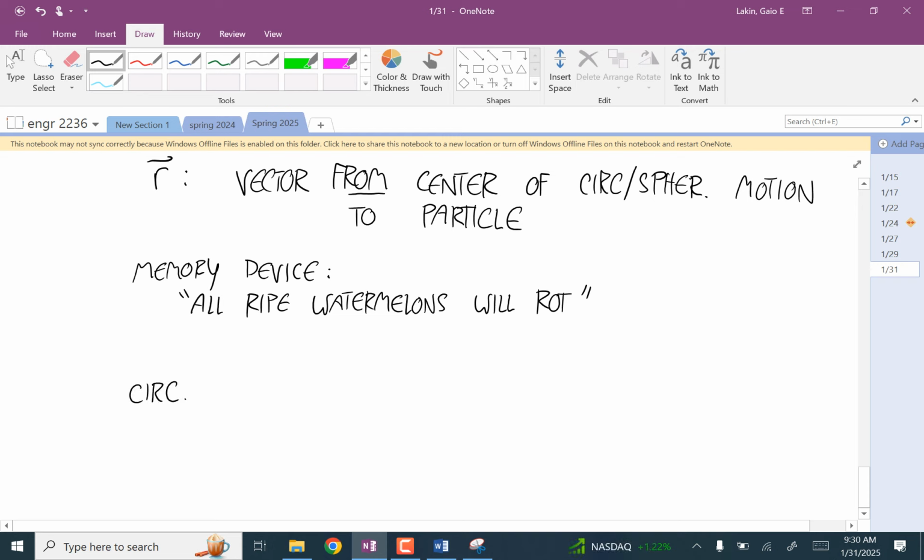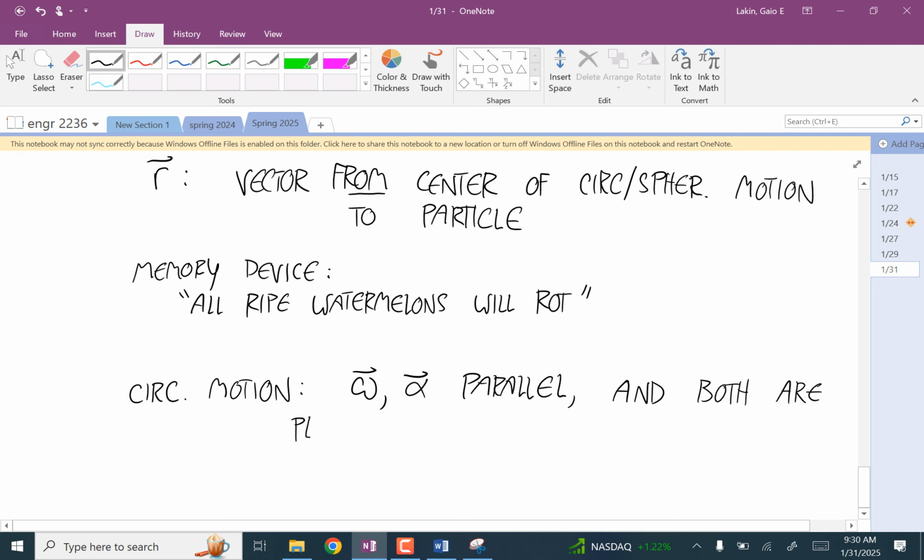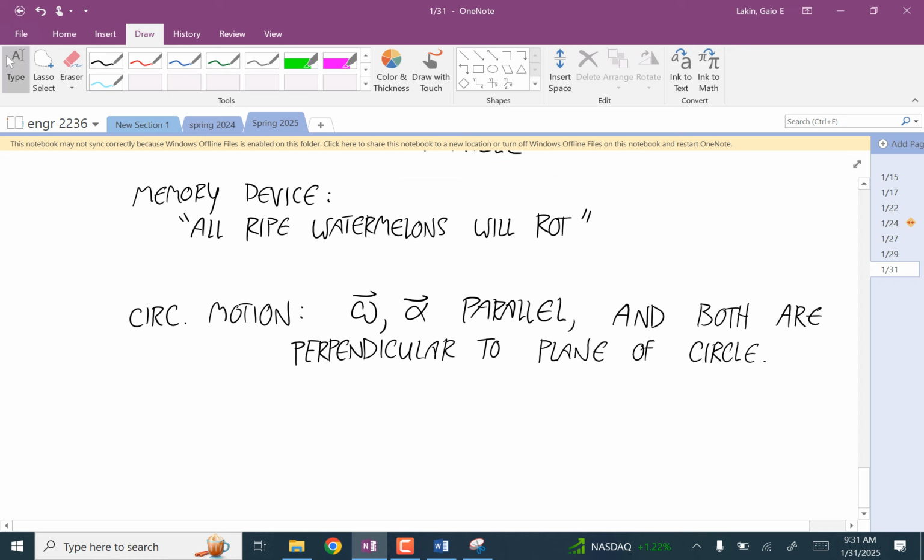In circular motion, omega and alpha are parallel, and both are perpendicular to the plane of the circle. In spherical motion, omega and alpha are not parallel.